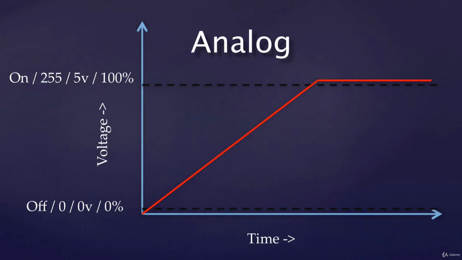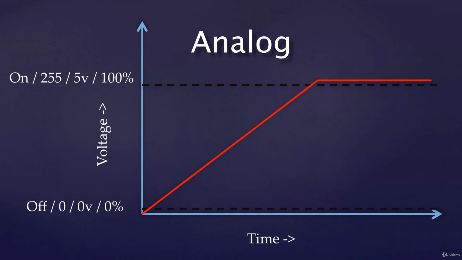The other type is analog. Analogs have a range between off and on. Motor speed would be an analog output. 0% speed, 10, 50, 100. There are steps between off and maximum. An analog input would be a light sensor. No light, some light, and full light.